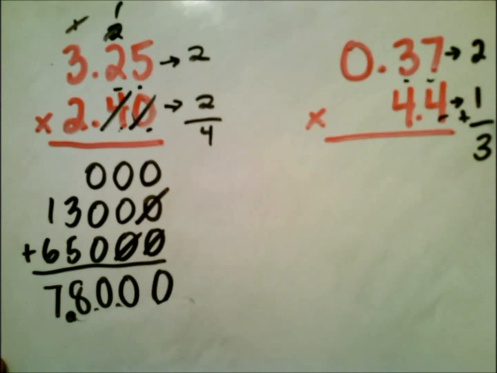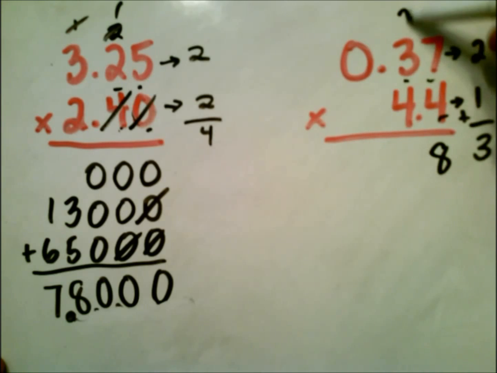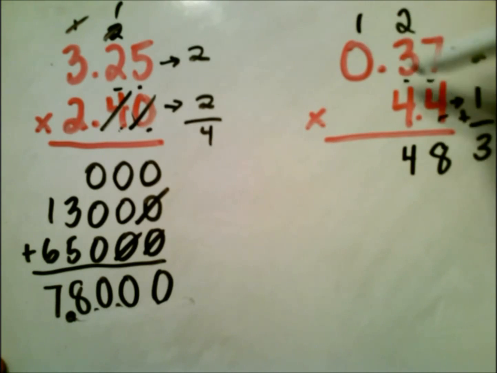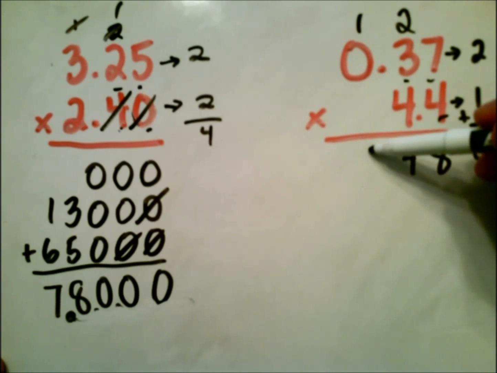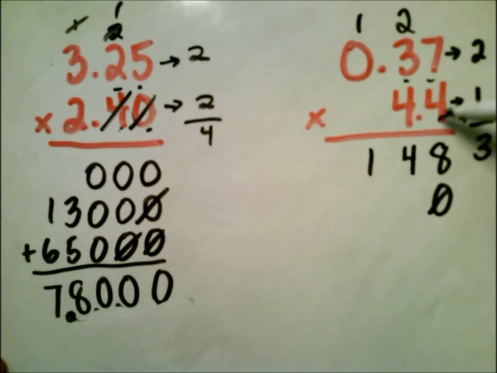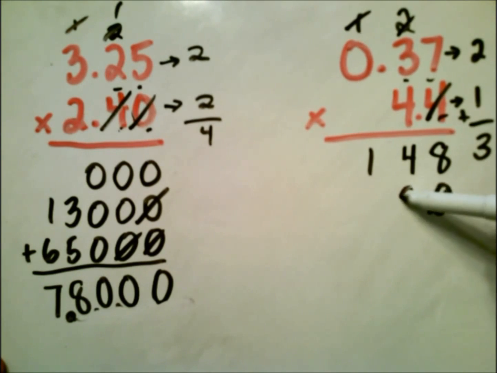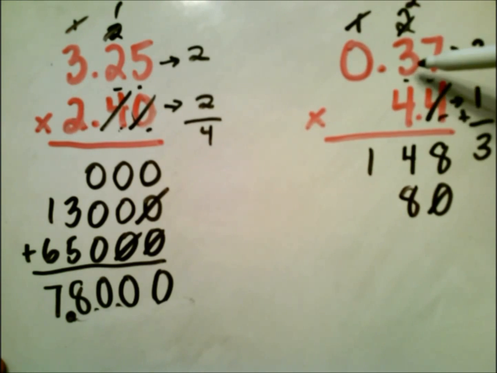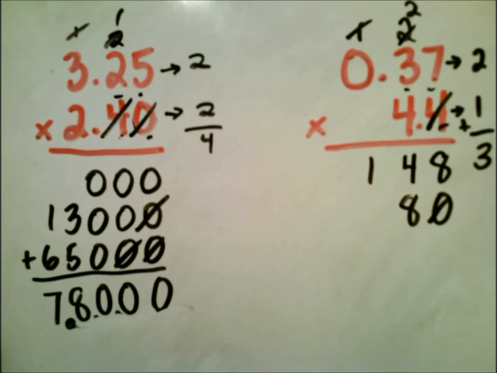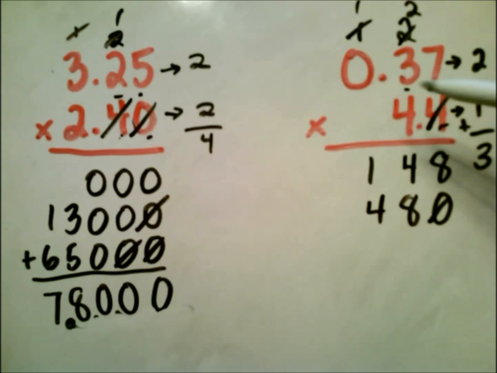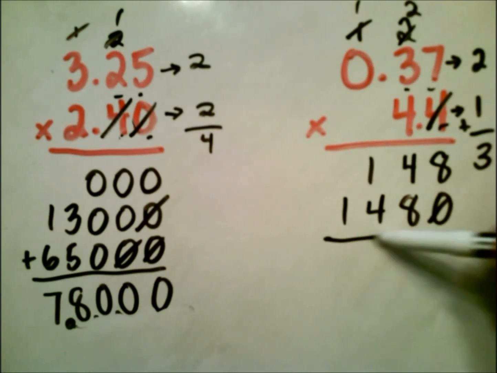So we're just going to multiply it the same way we would normally. So 4 times 7 is 28. 4 times 3 is 12, plus 2 is 14. 4 times 0 is 0, plus 1 is 1. Now we're going to have a placeholder because we're done with that 4, moving over to this spot. 4 times 7 is 28. 4 times 3 is 12. Plus 2 is 14. 4 times 0 is 0, plus 1 is 1.